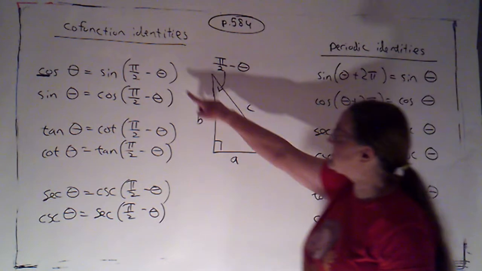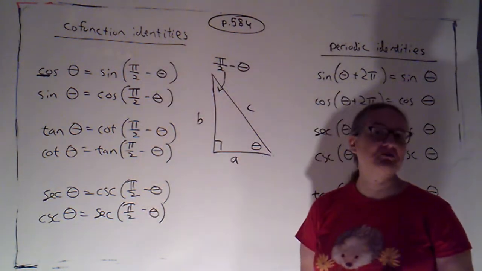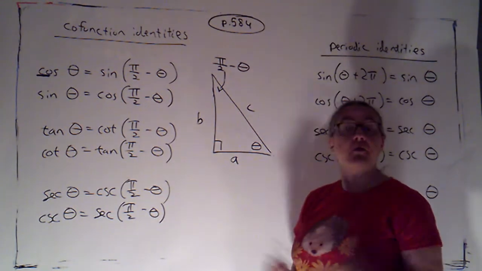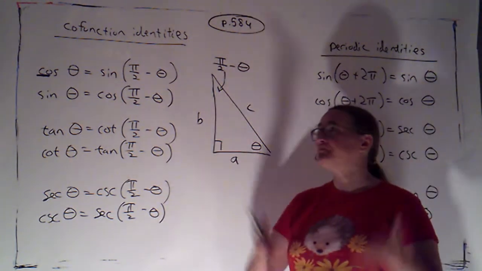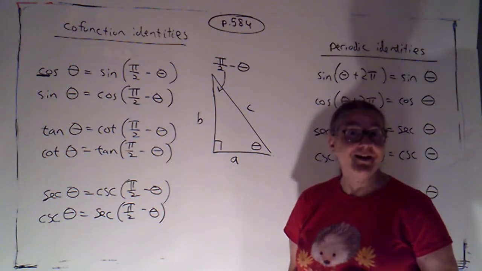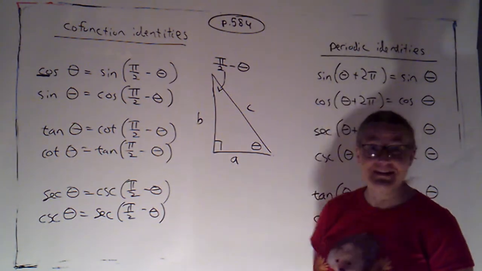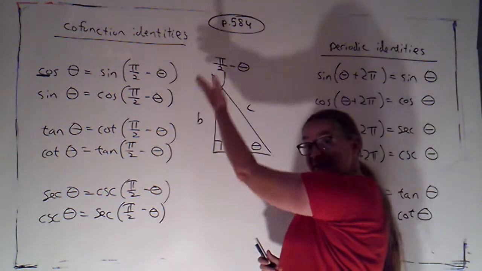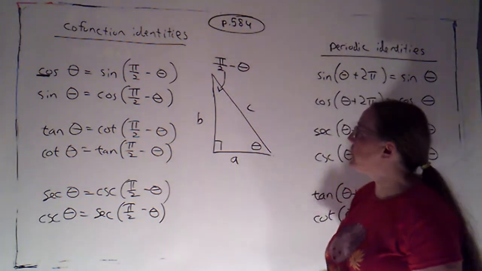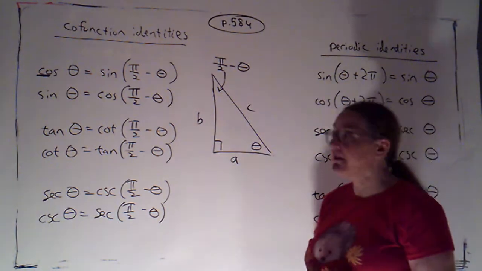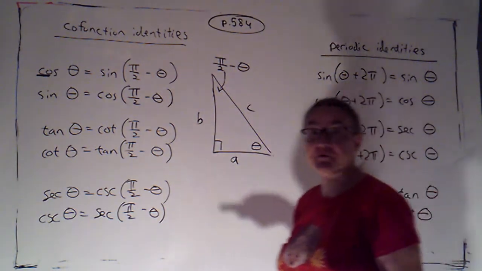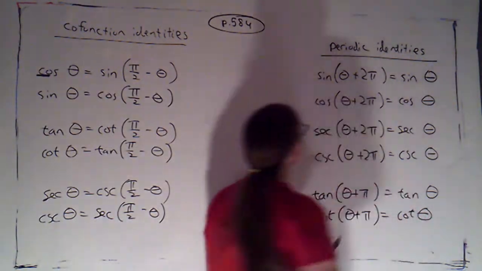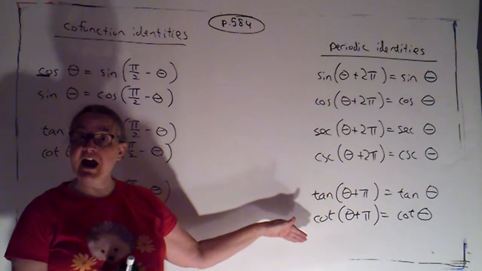However, there's nothing that says that theta here has to represent an acute angle. These identities are true for any angle. So theta could be negative 27 pi, okay? And there's no way I could put negative 27 pi in a right triangle. But these identities would still hold. What we're going to do in a moment is we're going to use the difference formulas to try to prove that. These other identities are things that we know from the graphs of our trig functions.